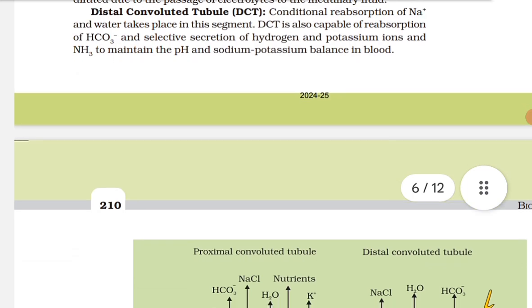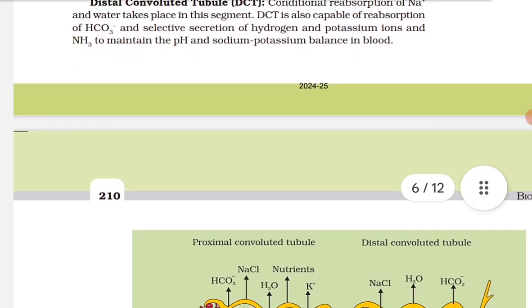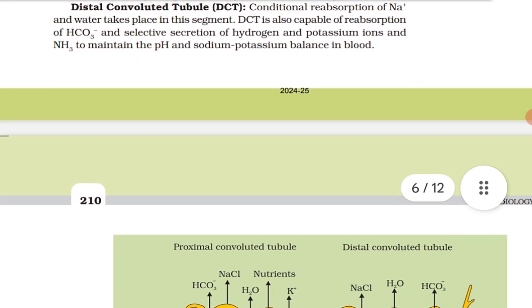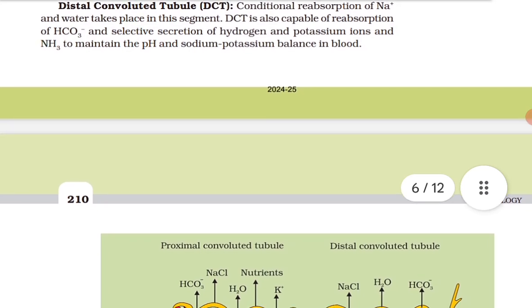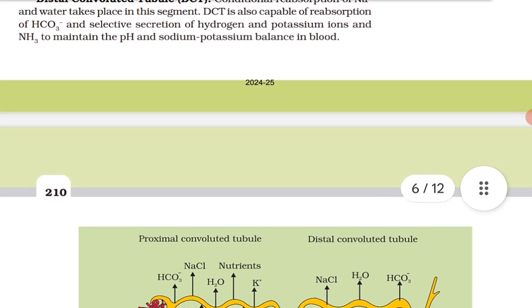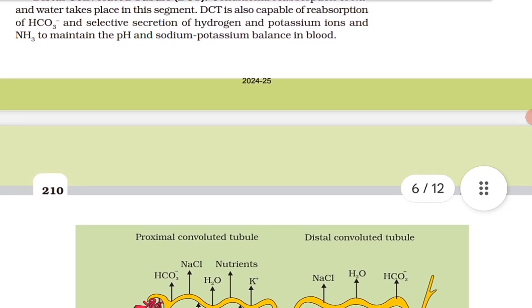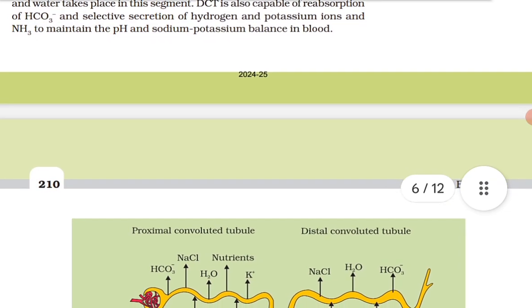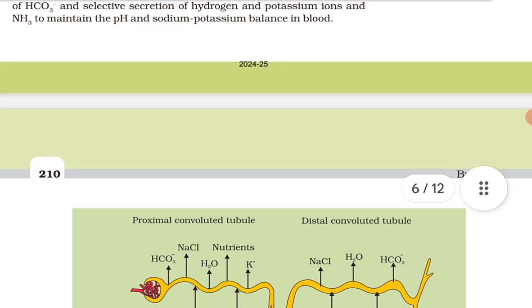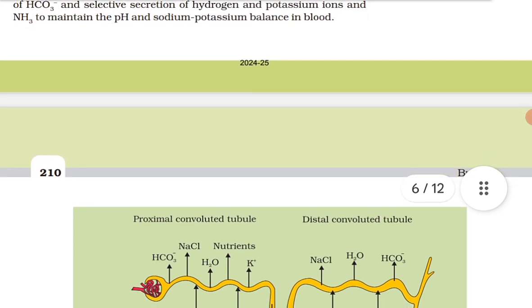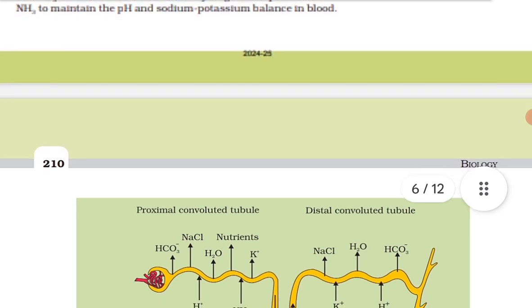This segment allows passage of a small amount of urea into the medullary interstitium to keep up the osmolarity. It also plays a role in the maintenance of pH and ionic balance of blood by the selective secretion of H positive and K positive ions, that is hydrogen and potassium ions.